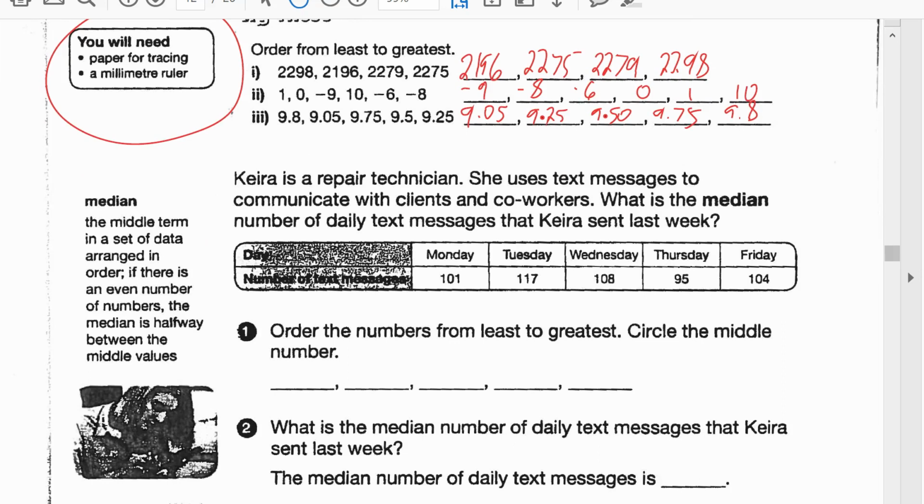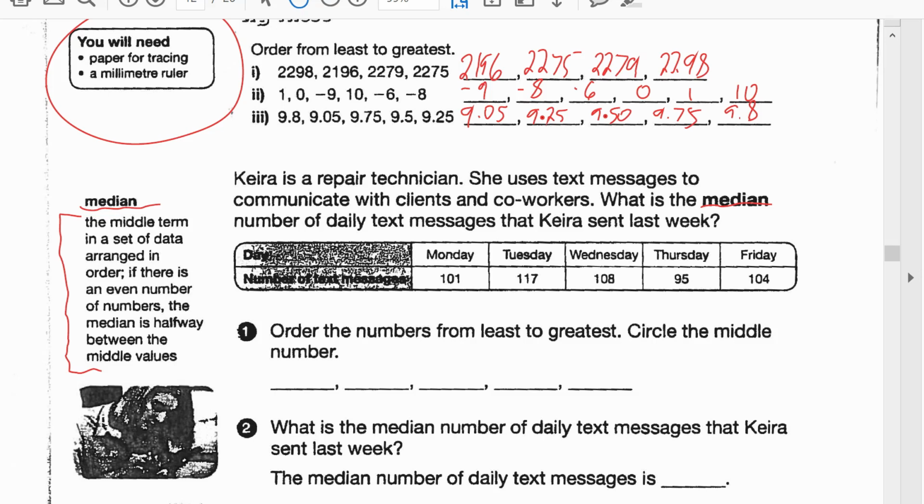Okay, so Kira is a repair technician. She uses text messages to communicate with clients and coworkers. What is the median number of daily text messages that Kira sent last week? So what is median? Well, over here on the side it says it's the middle term in a set of data arranged in order. If there is an even number of numbers, the median is halfway between the middle values.